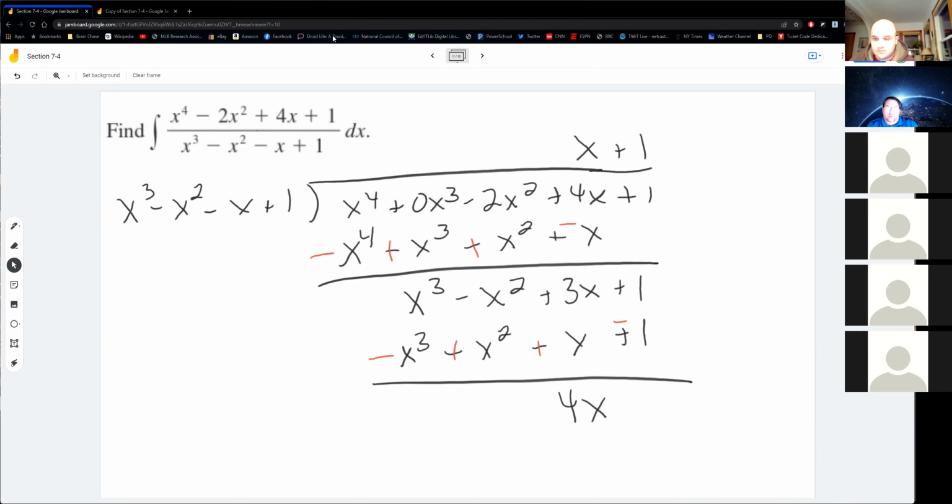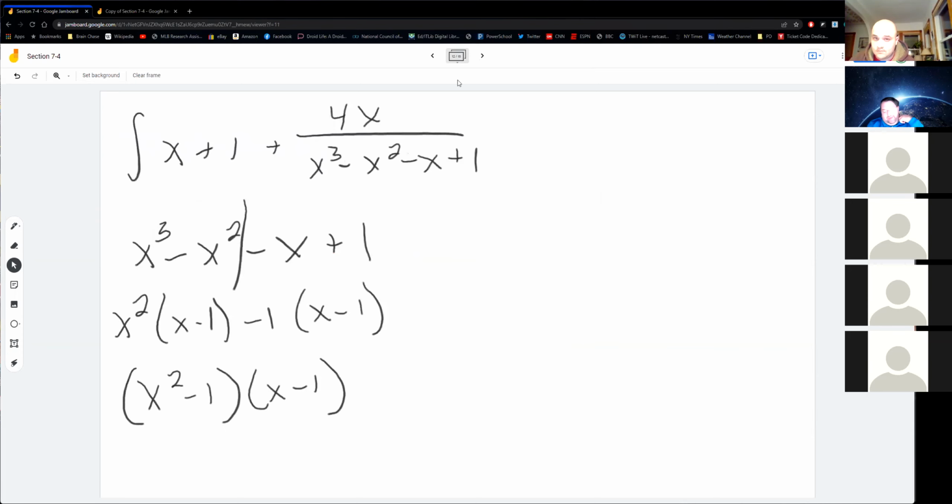All right, so we've got that. But we're not done. Because x squared minus 1 is the difference of two squares. So that's x minus 1, x plus 1.